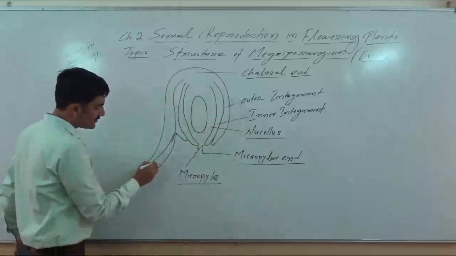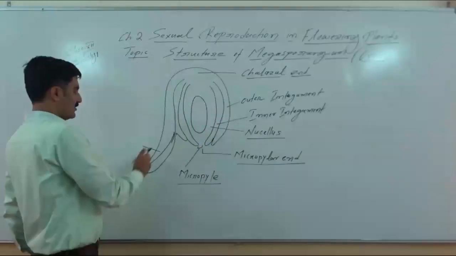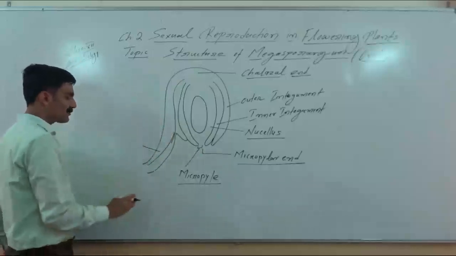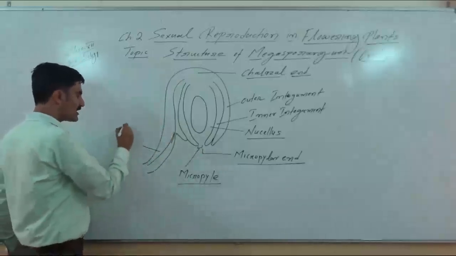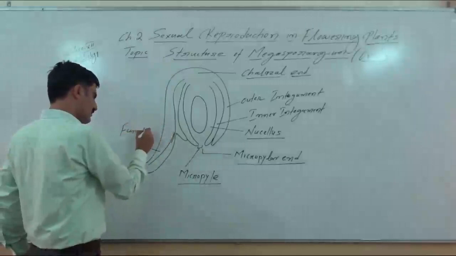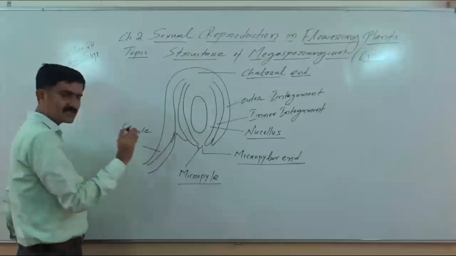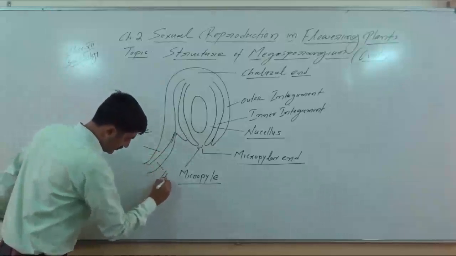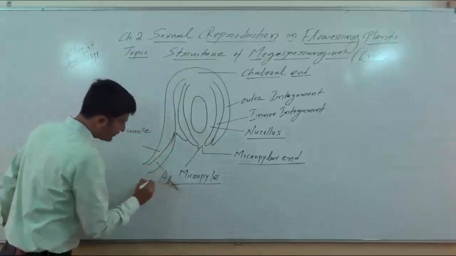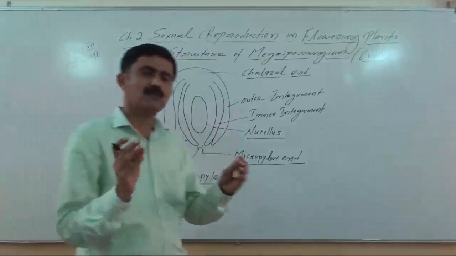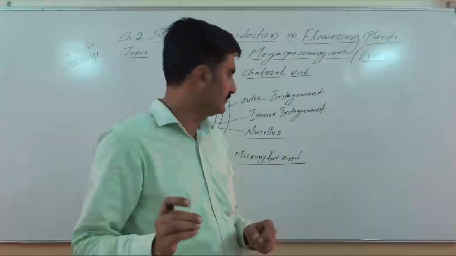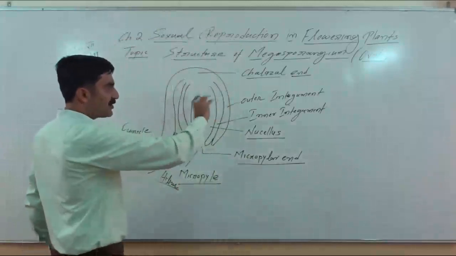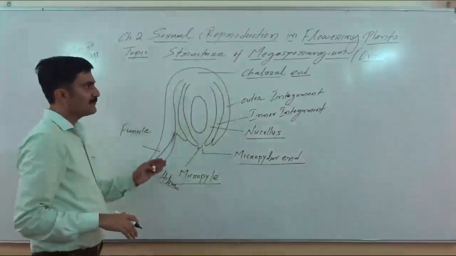The structure which connects the ovule with the ovary wall is known as the funicle. The junction is called the hilum. Now let's look into the functions of the different parts.